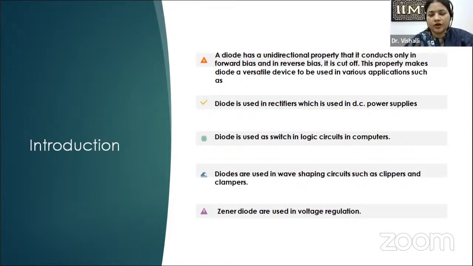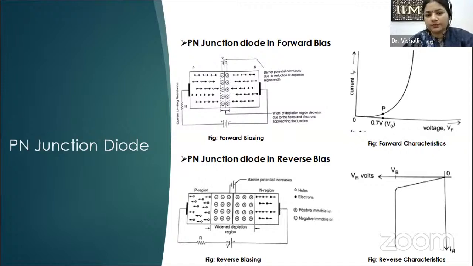The diode has found many applications in different circuits. So in the rectifier also, we use this unidirectional property of the diode. First of all, I'll briefly explain what this unidirectional property is and what forward and reverse biasing are. A PN junction is made by joining p-type and n-type semiconductors. Whenever we have this PN junction diode, if P is connected to the positive and N is connected to the negative, then this PN junction is said to be in the forward bias situation.